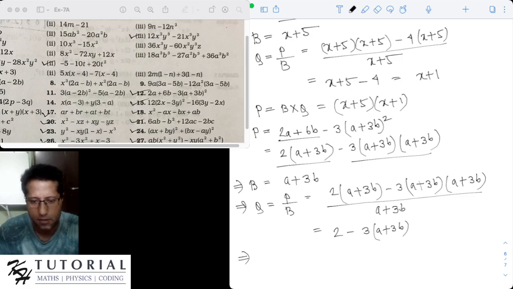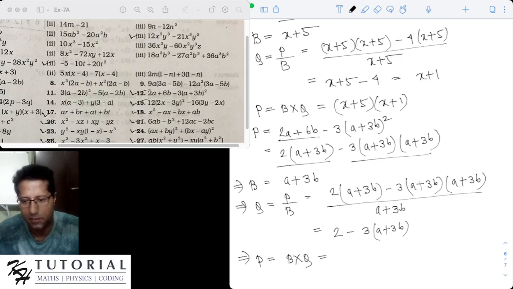This implies we can say that the factorization of the given polynomial will be b multiplied by q. This is equal to (a + 3b) multiplied by (2 minus 3 into (a + 3b)).